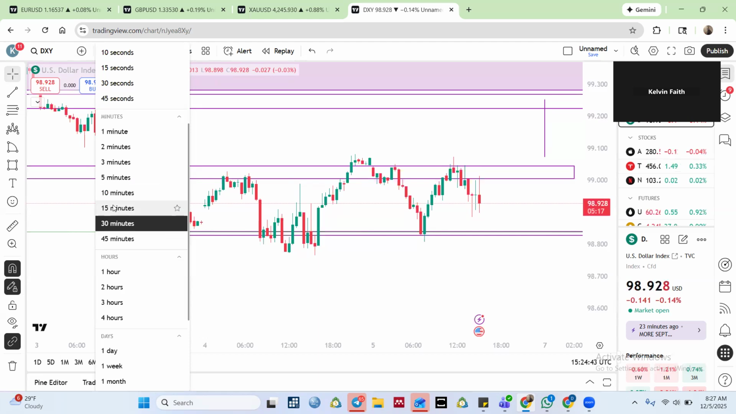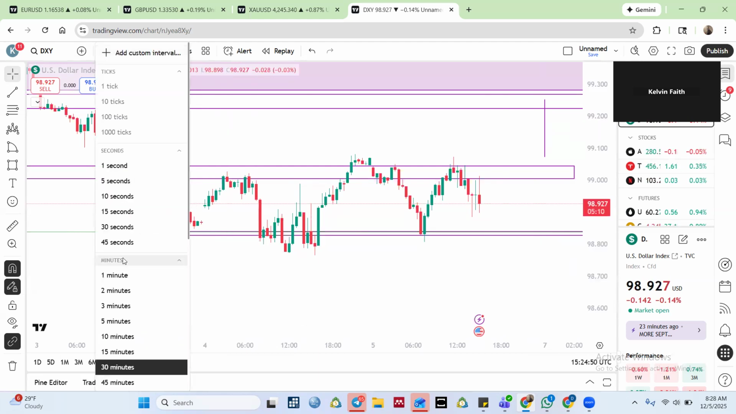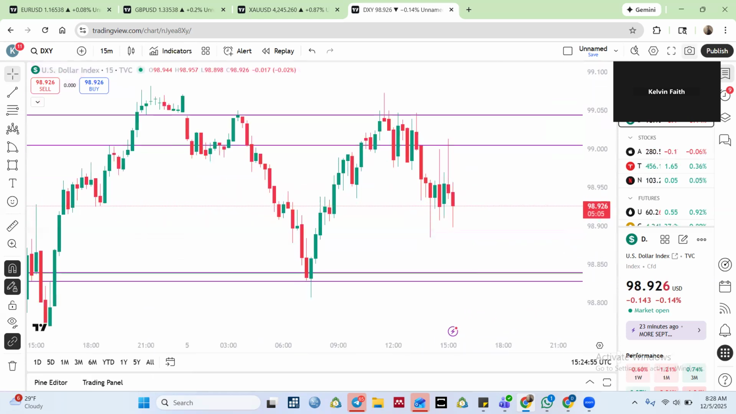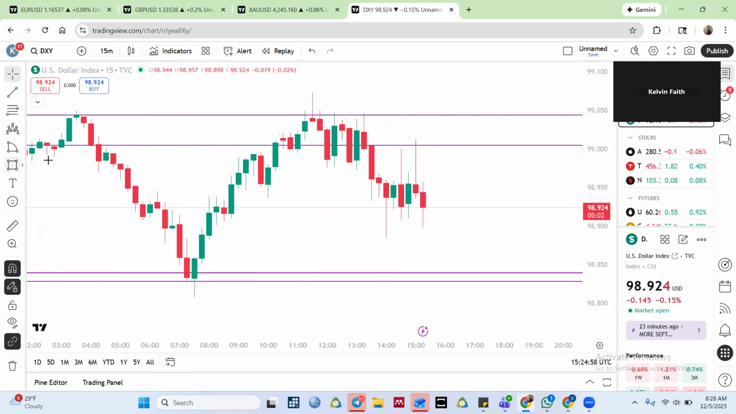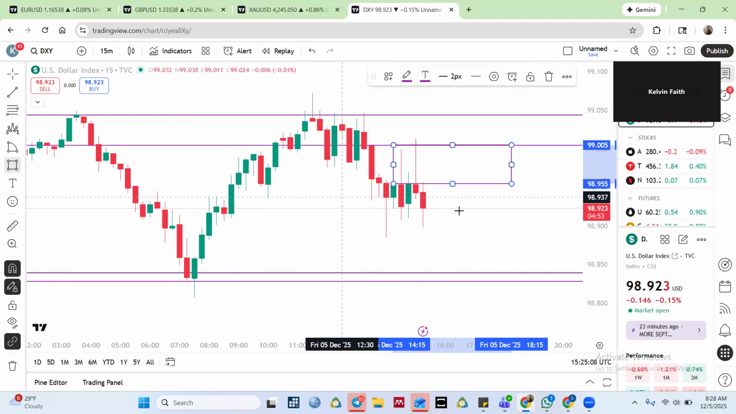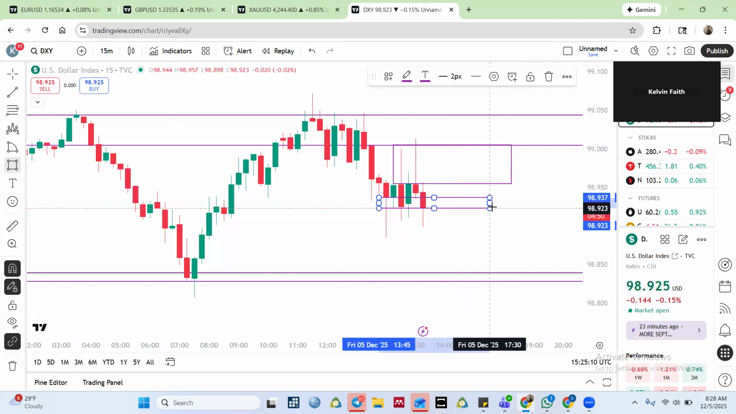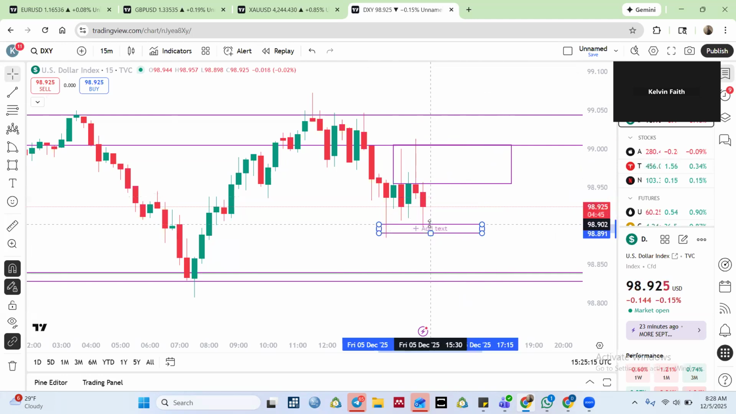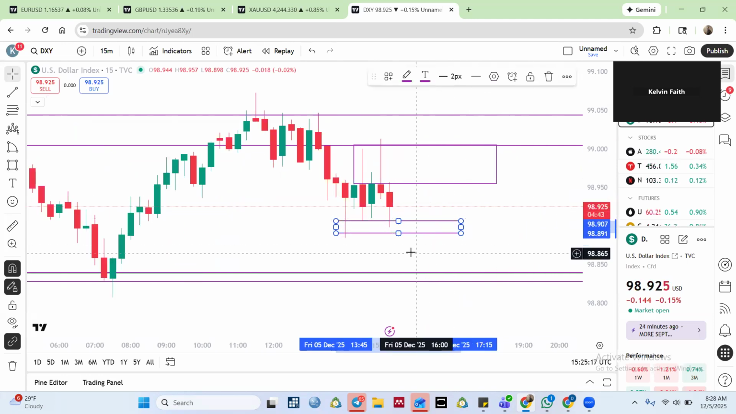Okay. 30 minutes, 15 minutes. Let's see the 15 minutes. Okay, good. So we can see on the 15 minutes, there is a lot of rejections around this place. The sellers are here pushing price down. And we can see rejections also at this place. Buyers are also here, sitting here, also pushing the price up. So we can see it is a struggle.